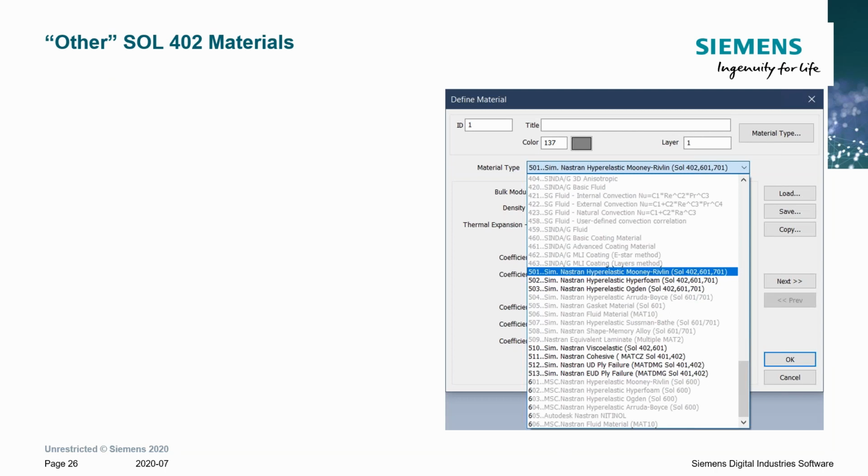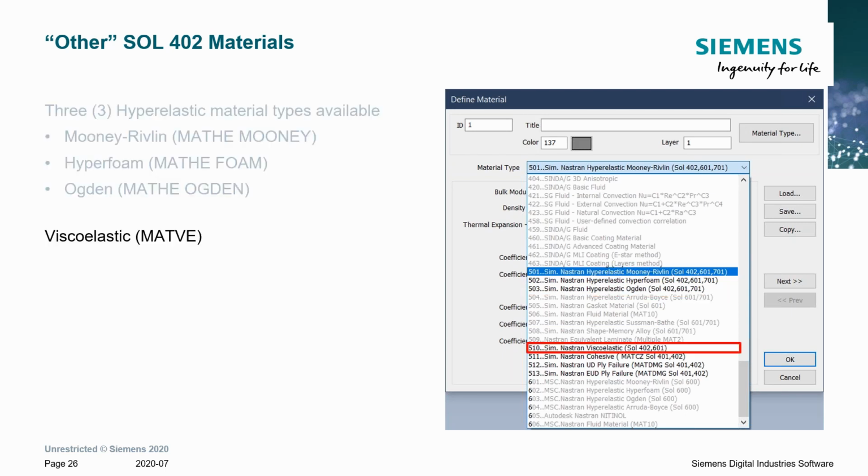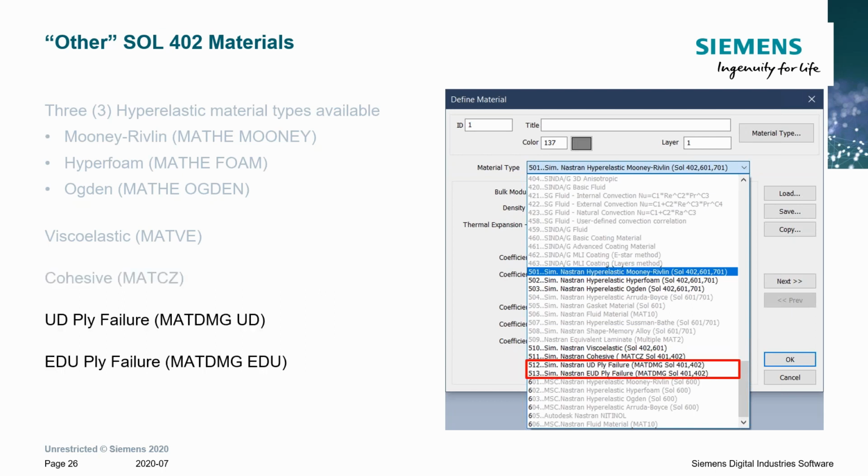Okay, there are additional 402 materials. You have 3 types of hyperelastic materials, the 3 models: the Mooney-Rivlin, the Hyperfoam, and the Ogden material. And then there's a viscoelastic material that's available. There's also the cohesive, which is available in 401 as well. And then you have 2 additional ply failure materials available for 401 and 402. There's this UD and the EDU. And there is a complete Nastran nonlinear user's guide that does describe these materials pretty well.